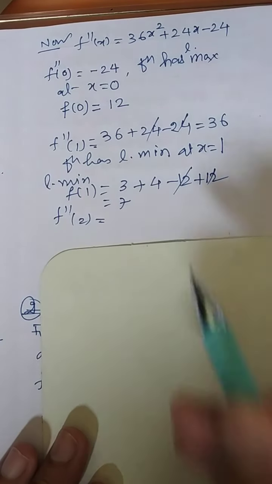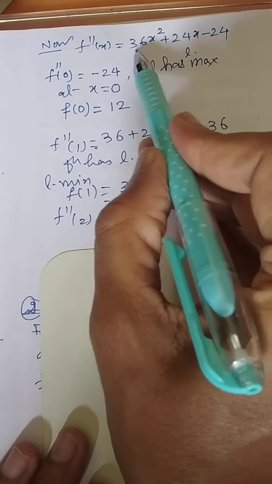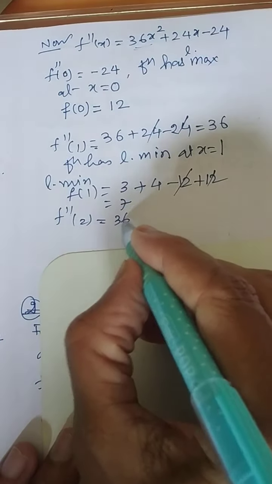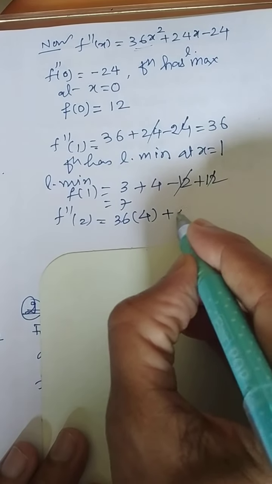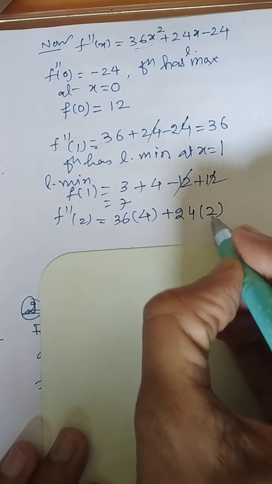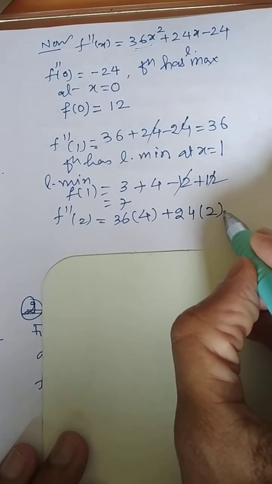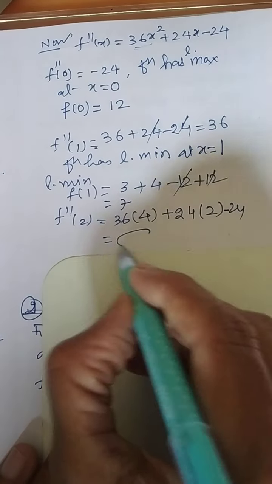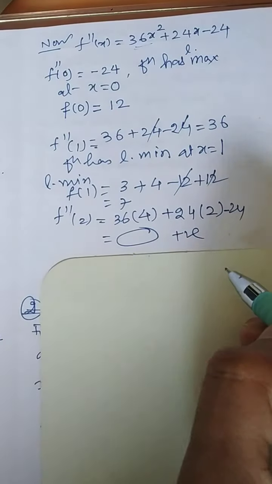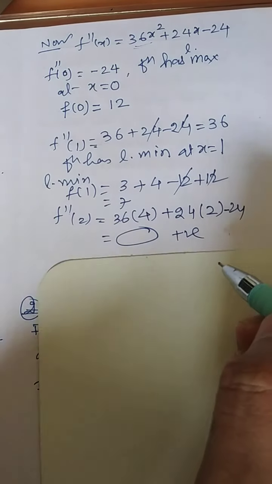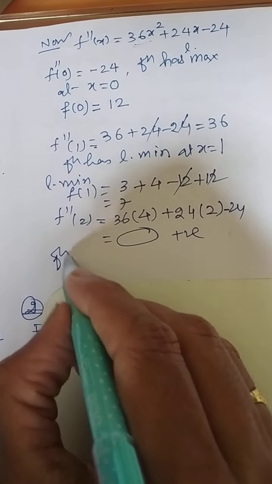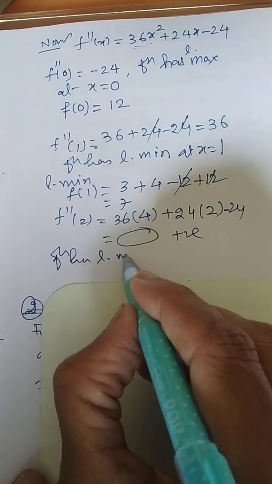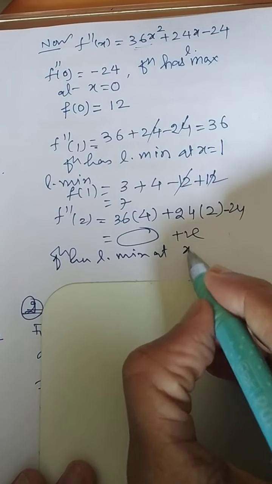Now f double dash of 2. In the second derivative I am putting 2 here. It will be 36. Over here 4 plus 24. Over here also 2 minus 24. If you simplify, you will get a positive number. Whenever you get positive, your answer is local minima. So the function has local minima at x equal to 2.